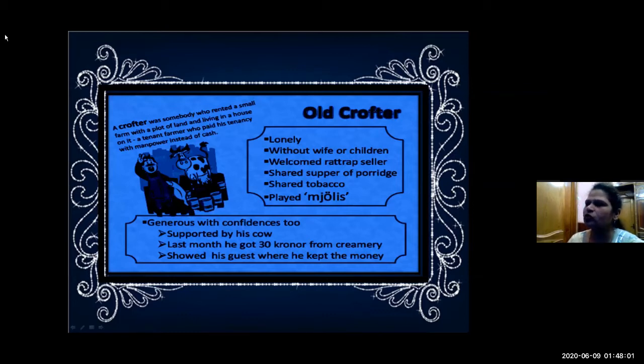This crofter was lonely. He had no wife or children, and he welcomed the rattrap seller into his home. He was so happy that somebody had come and he could talk to someone. He shared his supper of porridge with him. He shared his tobacco pipe with him, and after that, both of them played mjolis. Mjolis is a game of cards.